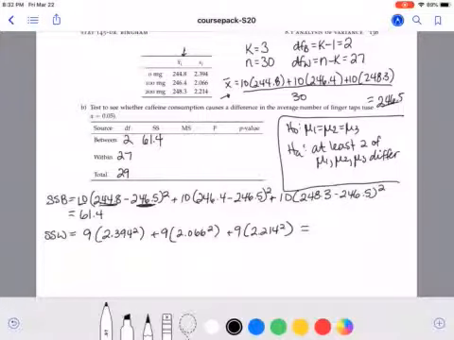SSW is N minus 1, so we have 9s out front for all of these, times each S value squared, and if you add those 3 terms up, you get 134.113.